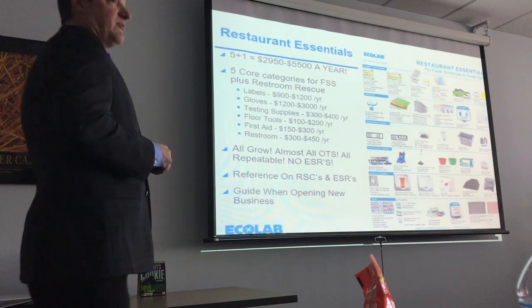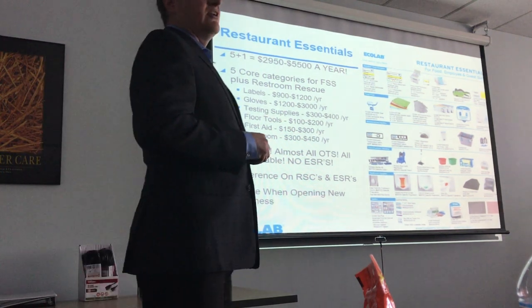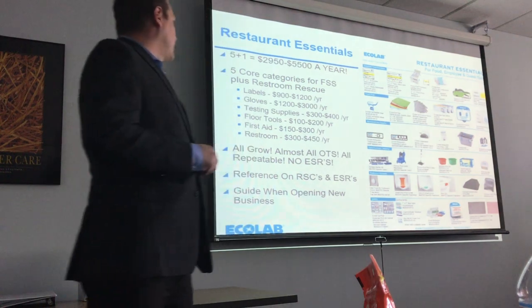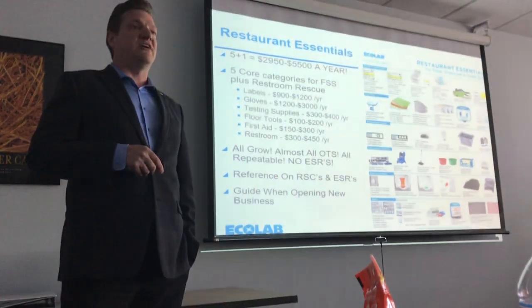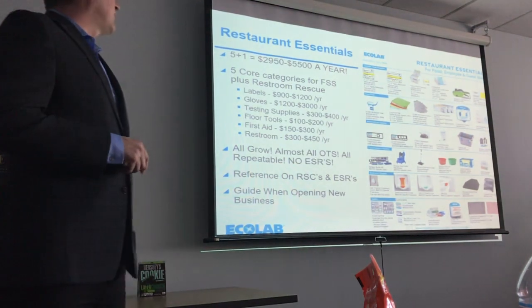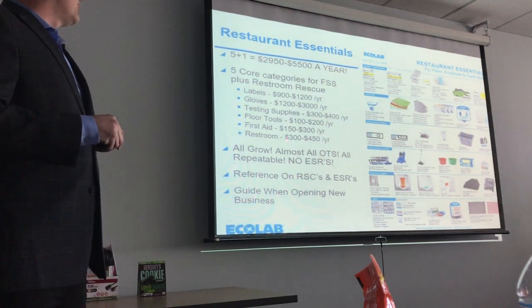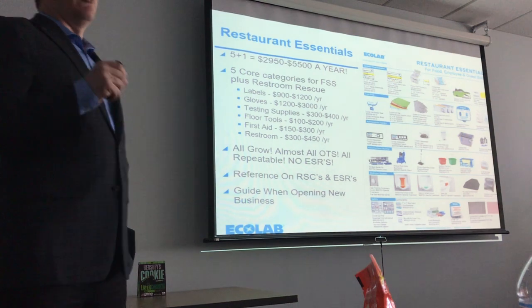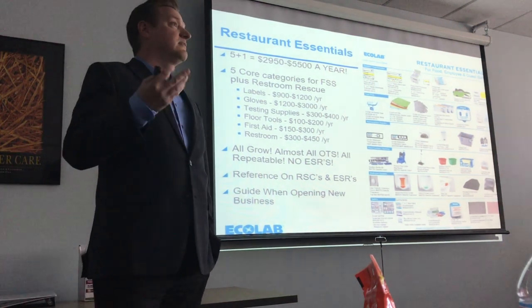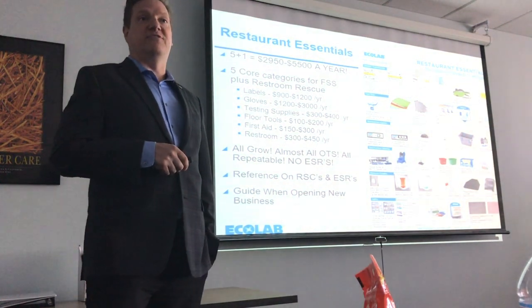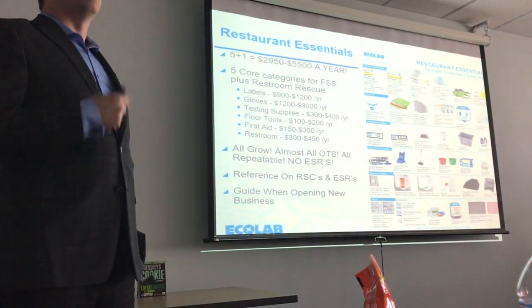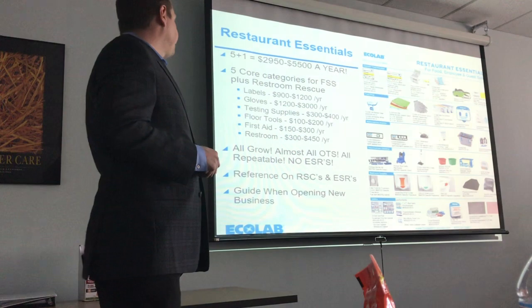Gloves, $1,200 to $3,000 a year for gloves. We're going to talk about gloves a little bit later. Testing supplies, that's when we get into the QT40 test strips, the chlorine test strips, everything else. $300 to $400 a year. Floor tools is $100, $200 a year. That's at the refill price. Remember, when you sell Duralock, you get a nice big hit. It's about a $350 hit. It's a nice hit when you initially sell it. That $100 to $200, that's what the refills are worth every single year.